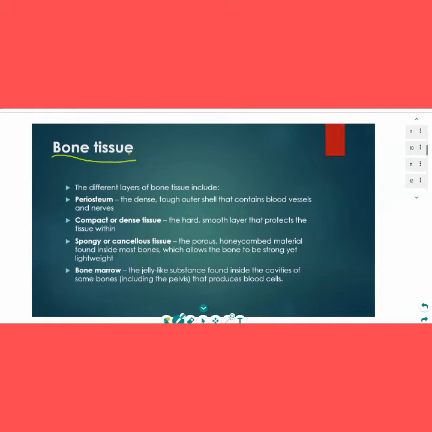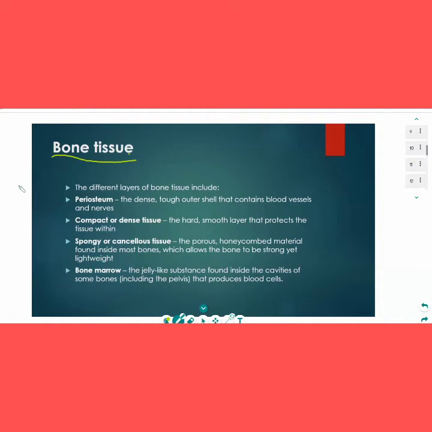So bone tissues means there are different layers of bone tissues. What do you think about bone tissues? What does bone tissue mean? Do you have any idea or any suggestions regarding bone tissues, Mariam? Like the bones, what's made the bone? Yeah, what's made the bone? It's somewhat okay, but the layers of the bones we call bone tissues.